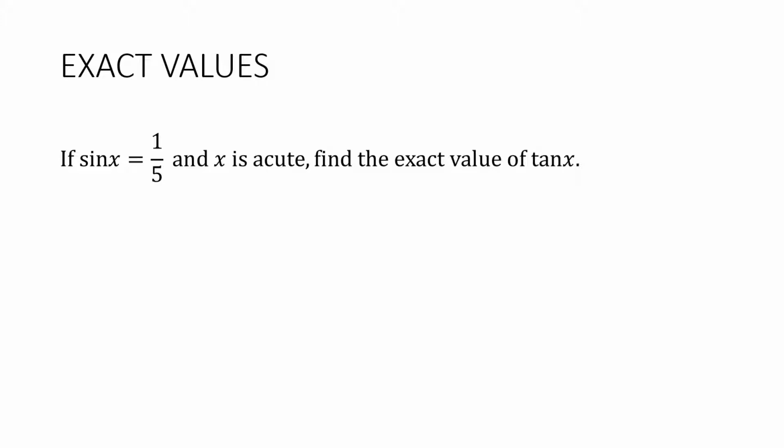Now there's another type of question, a trig equation type question, that's going to involve exact values, but they're not the exact values that we know, like 30 degrees, 45 degrees, and 60 degrees. It's a question like this. If sine x is equal to 1/5 and x is acute, find the exact value of tan x. Now, we don't recognise this as one of the exact values. What we do in this case is draw up a right-angled triangle.